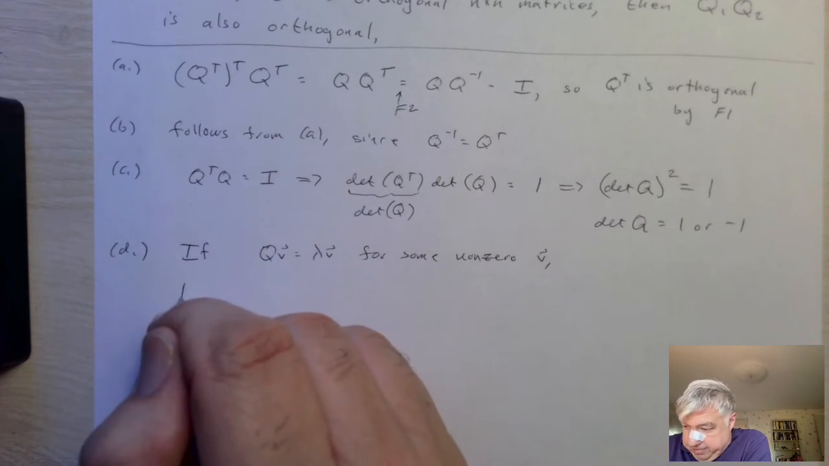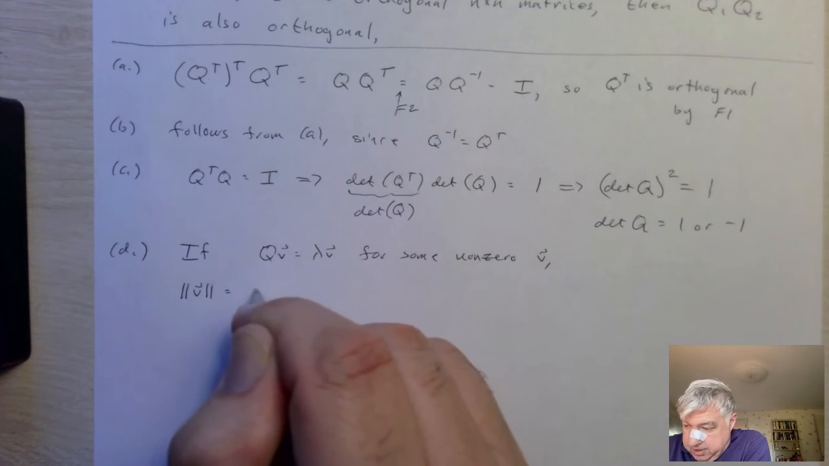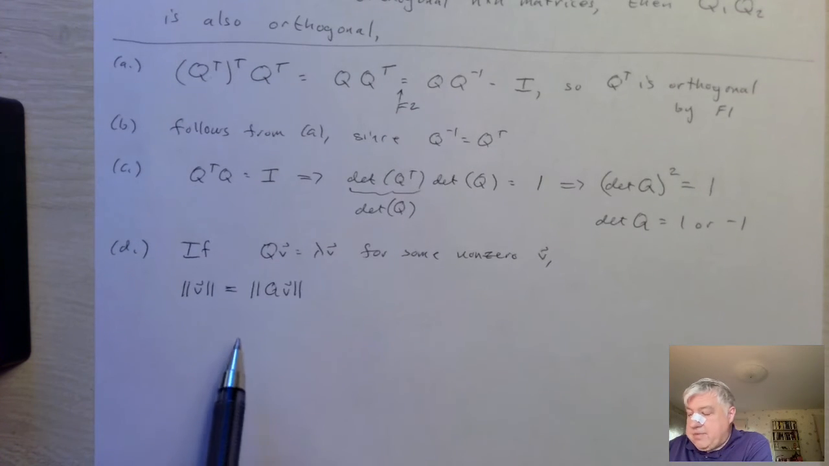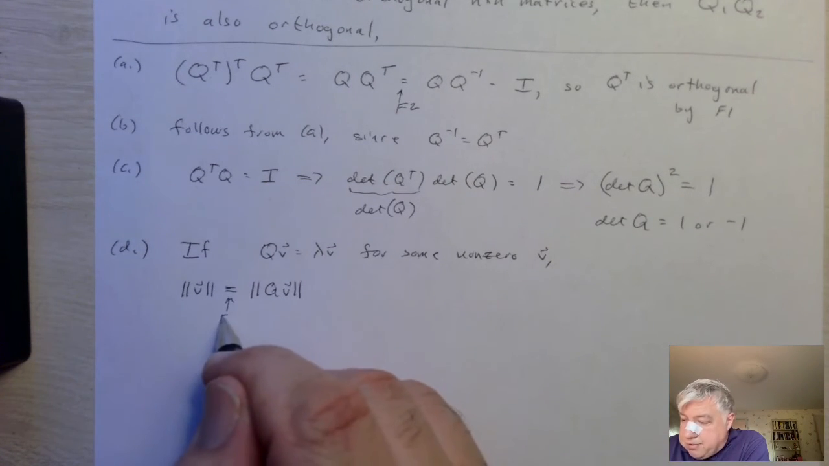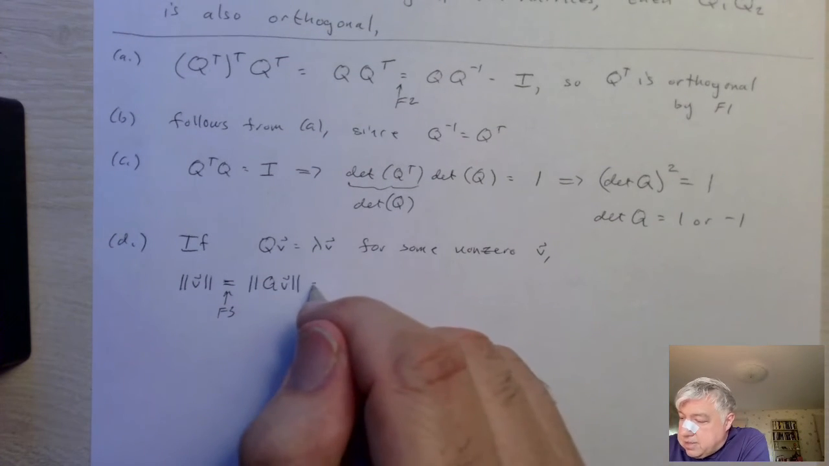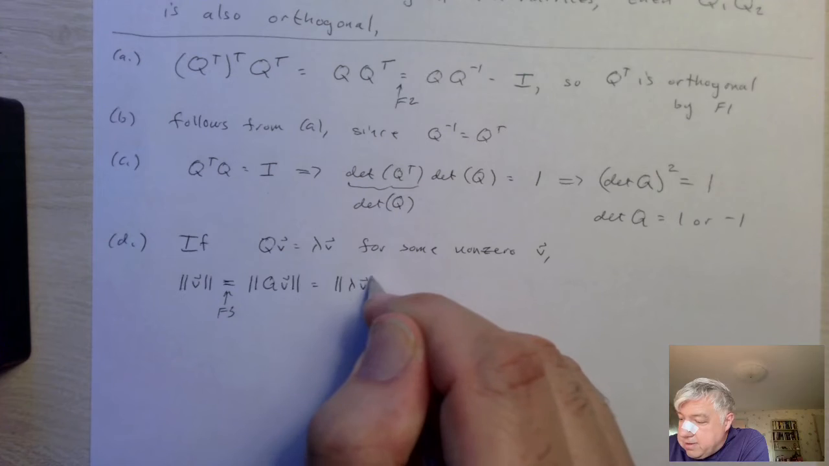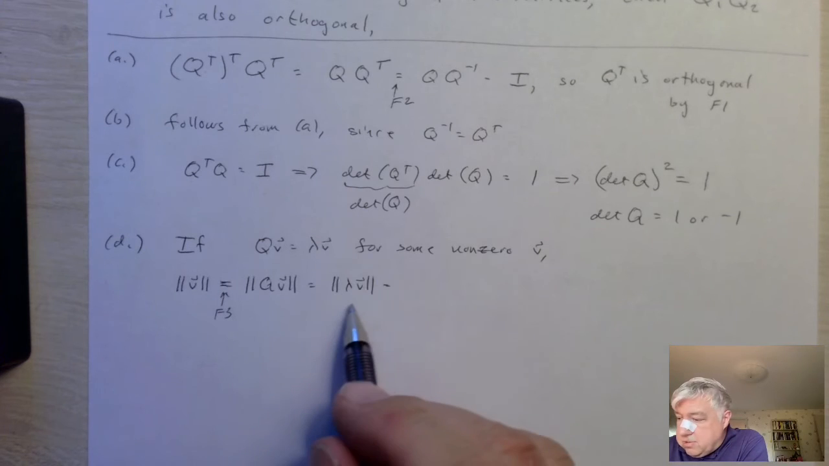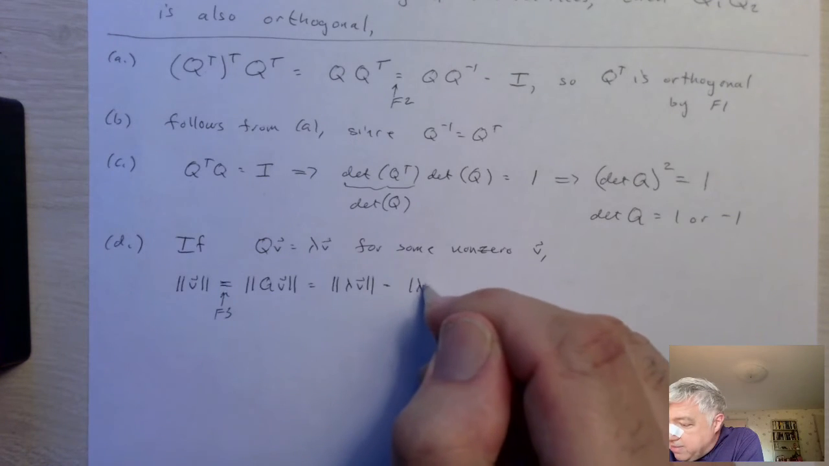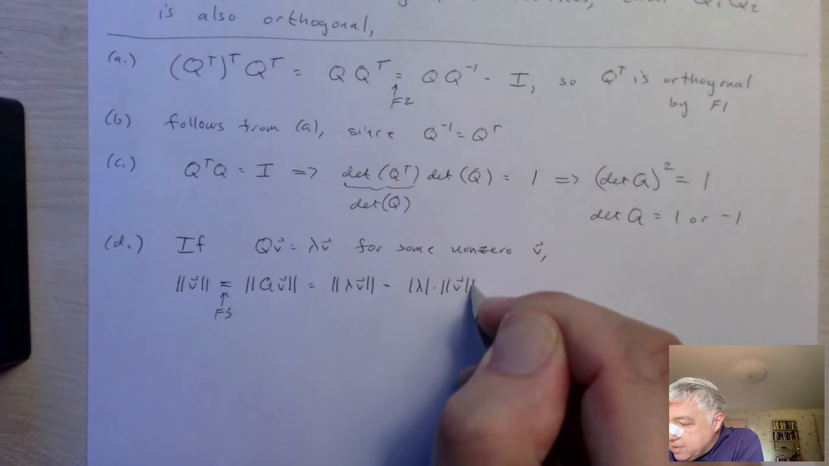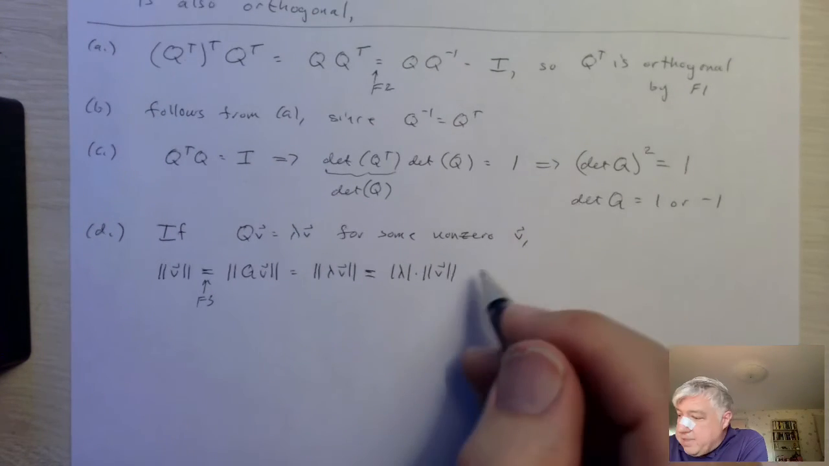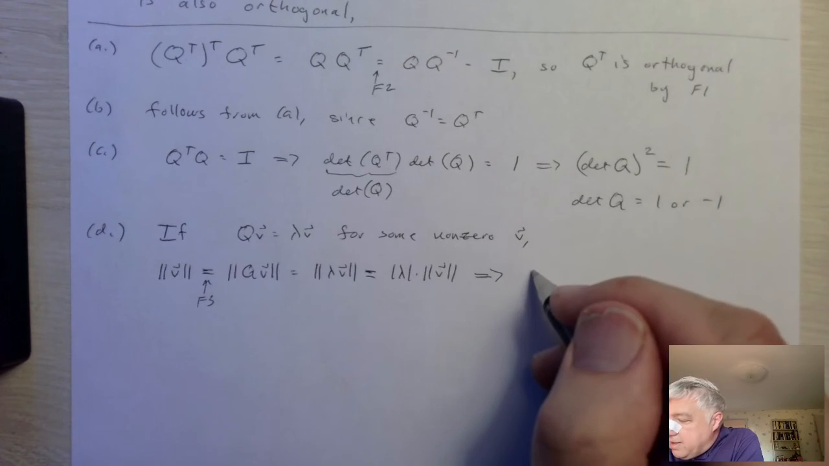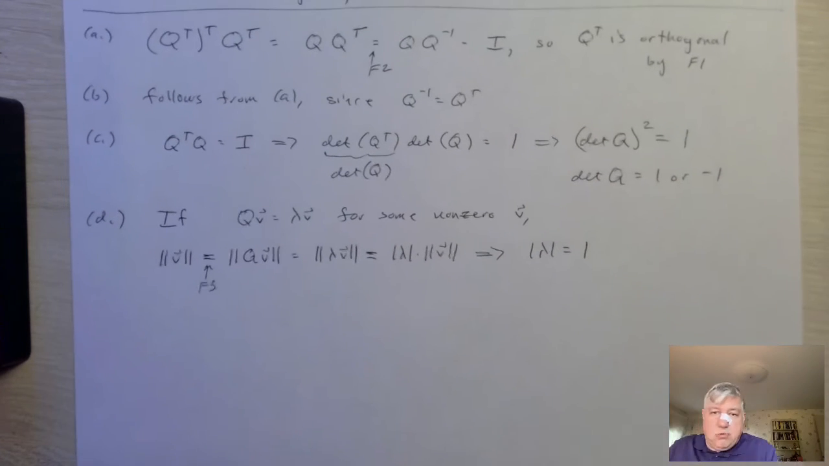Well, we know that the length of V is equal to the length of QV, and this follows from fact 3. This is the length of lambda V, and using the properties of the length function, this is just the absolute value of lambda times the length of V. We can cancel the length of V on both sides, and we get that the absolute value of lambda equals 1.